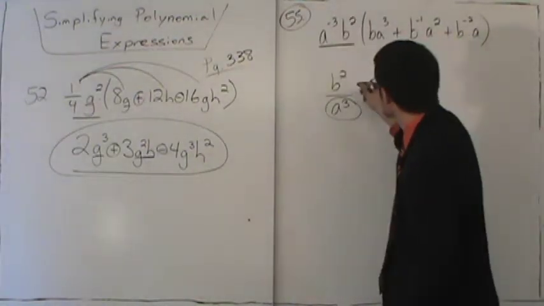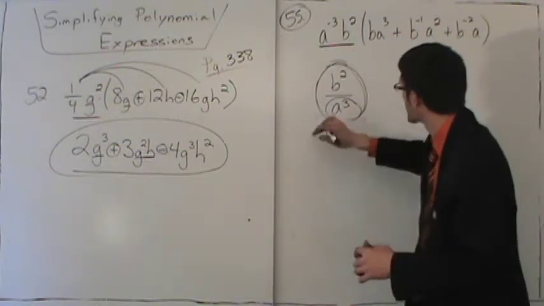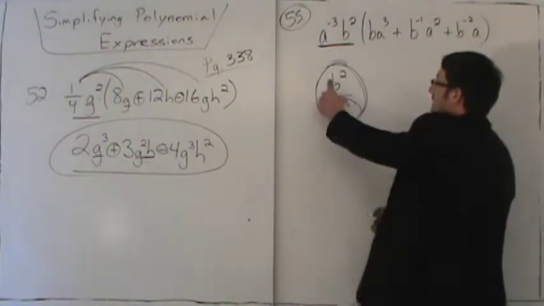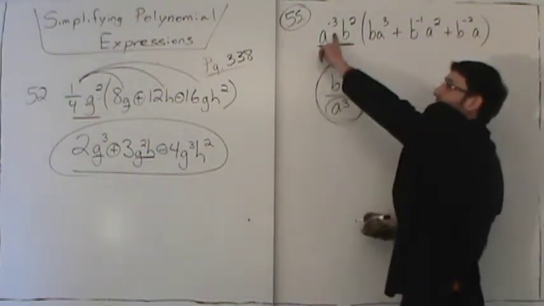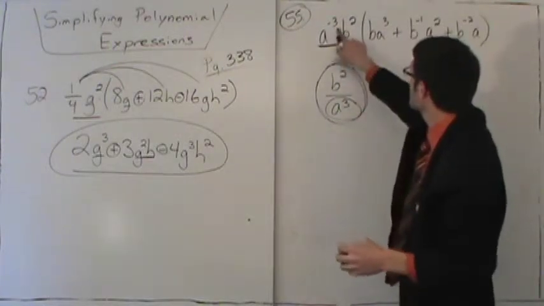But is there any addition in this? No. This is all multiplication or division. So we can treat the rational expression the same as a monomial. Now, you can write it in this form or you can leave it in this form. The form that's written is easier. So the form given is easier to use.